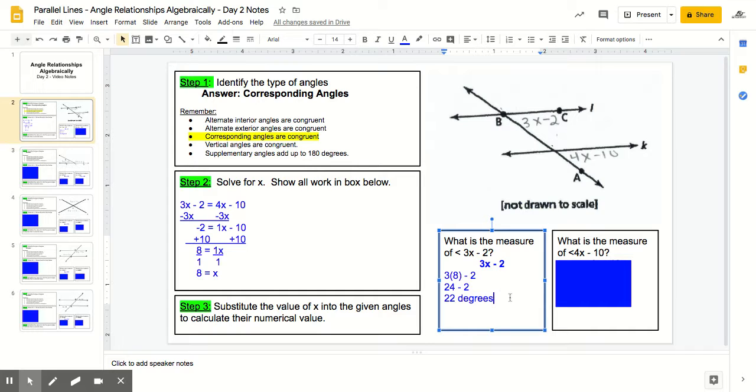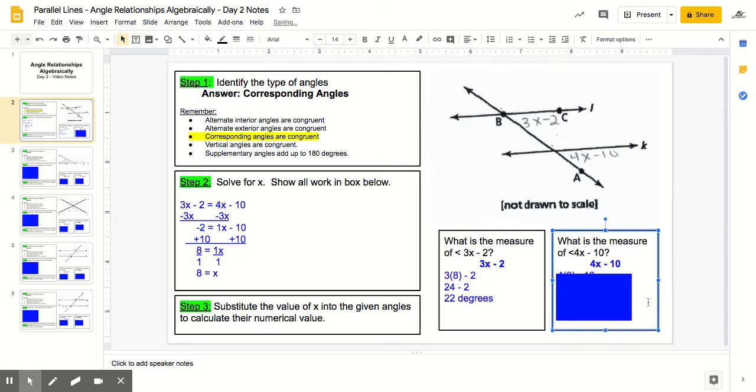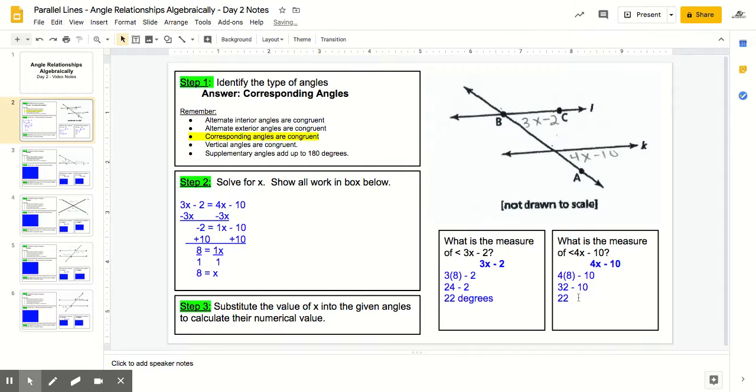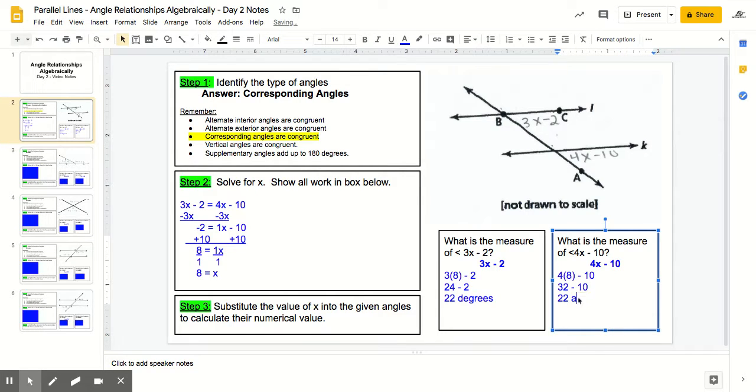Now, since we know that these are corresponding angles, we should already know what this angle is going to be, but again, we still want to show all of our work to make sure we get it right, because if we get a different angle measure, we'll know we made a silly mistake. So my angle is 4x minus 10. So instead of writing the x, I'm going to type in what x is equal to, which is 8. So 4 times 8 minus 10. 4 times 8 is 32. 32 minus 10 is 22. So the measure of that angle is 22 degrees, as it should be, because they're corresponding angles, and we know corresponding angles are equal to each other.